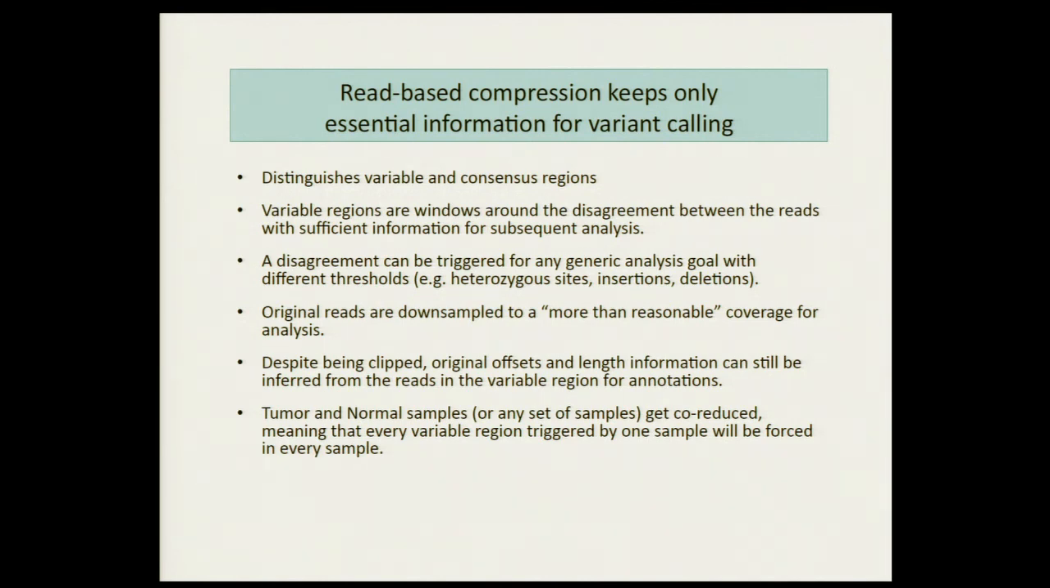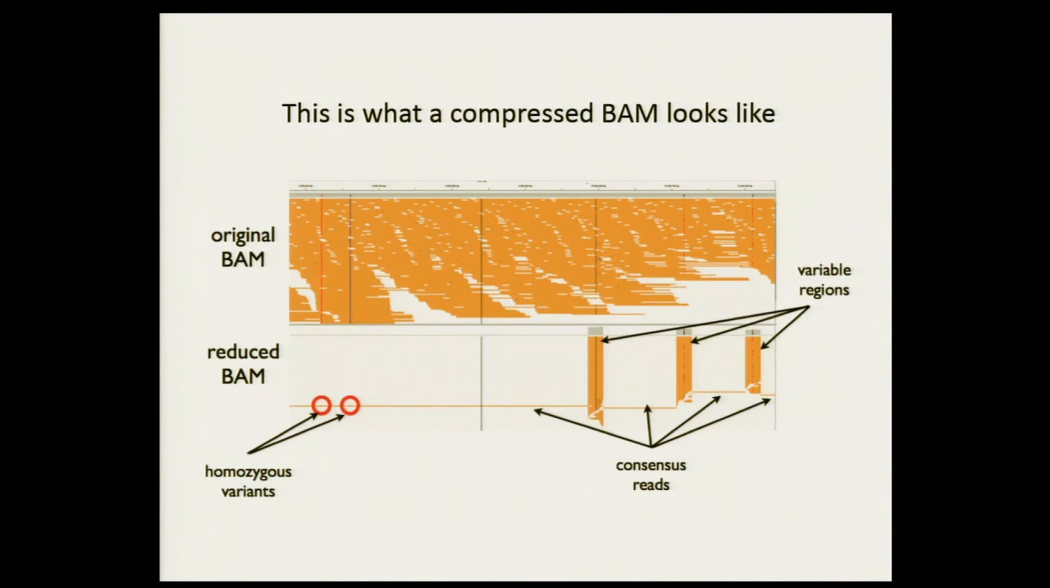This way it'll give you the tools to distinguish what's going on either in the normal or the tumor by also looking at the data in the other sample. So this is just an optional tool. So this is what the compressed BAM looks like.